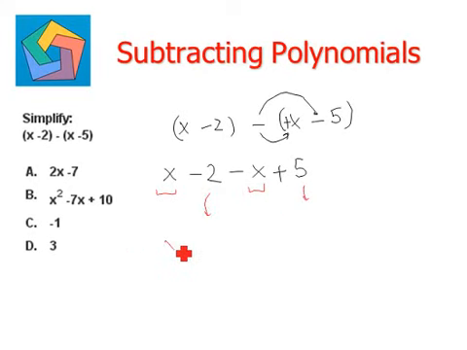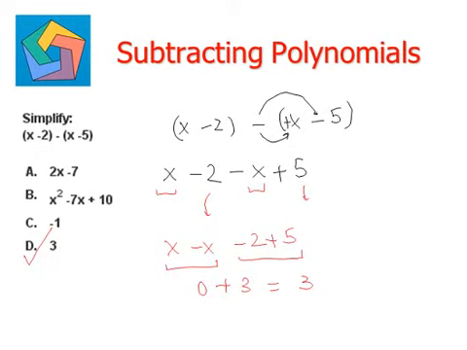So x minus 2 plus 5. This x minus x becomes 0. Negative 2 plus 5, we subtract and keep the sign of the bigger number. So a positive 3, which is nothing but only the number 3. This matches option D.